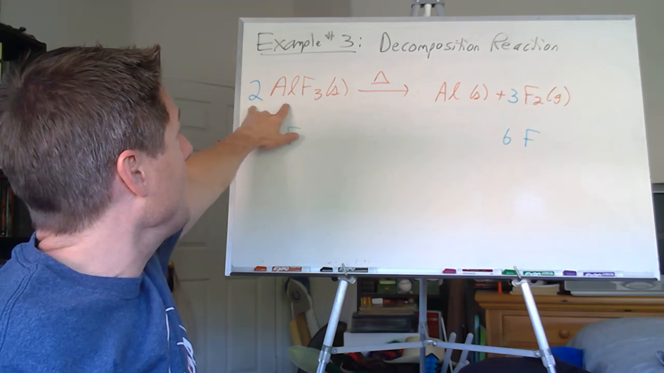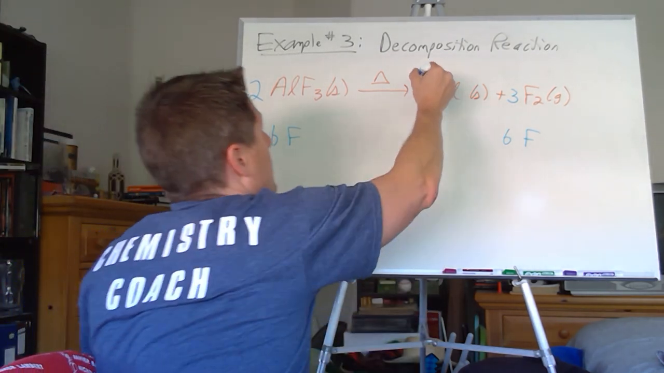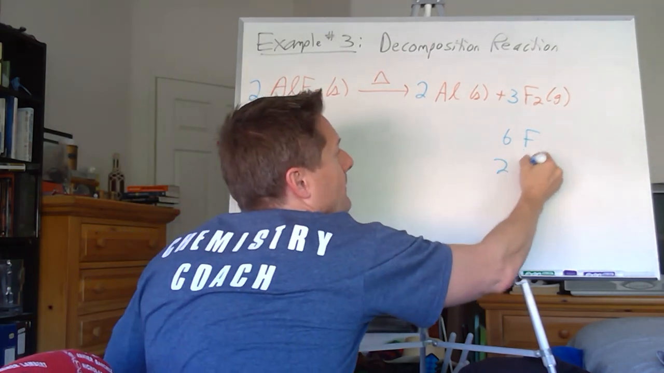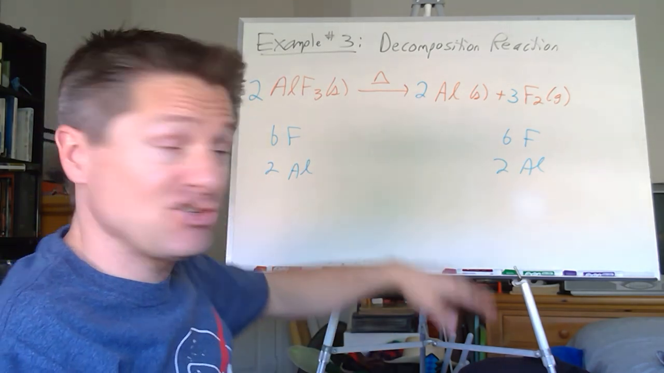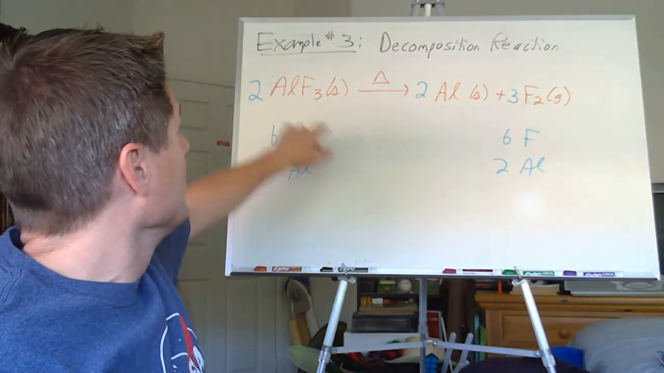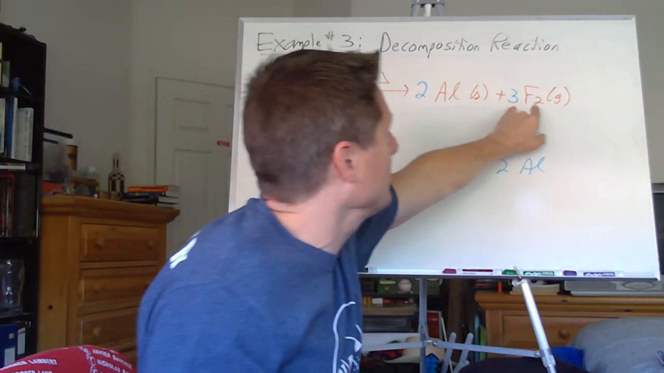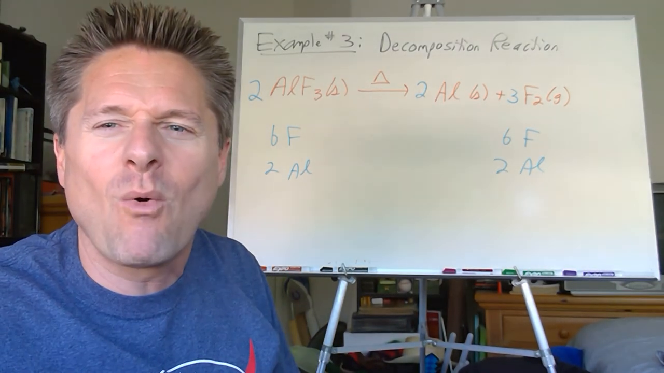That gives me 2 times 1, which is 2 aluminums, correct? And I only have 1 aluminum there, so if I put a 2 here, that would give me 2 aluminums on that side and 2 aluminums on that side. Check! And again, you can just do that in your head. So 2 aluminums, 2 aluminums. 2 times 3 is 6 fluorines. 3 times 2 is 6 fluorines. Wada bing, wada boom. Oh, let's do one more.